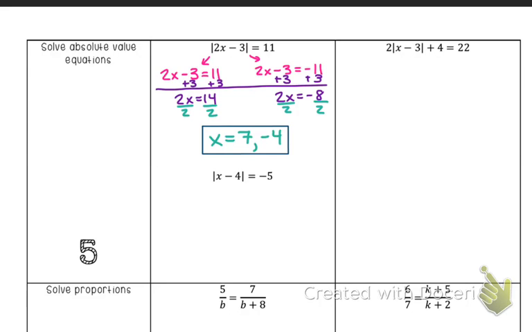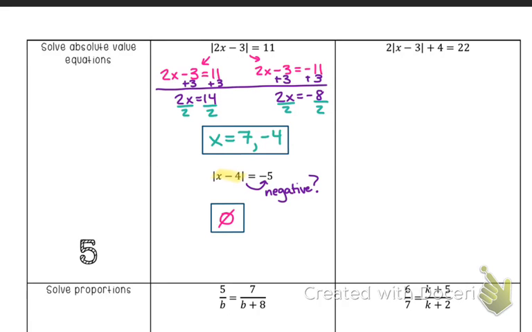Now let's take a look at that second example. Of the absolute value of x minus 4, there's nothing before or after it to get rid of, but it's saying it's equal to negative 5. Absolute value can't be negative, so it's no solution. We don't have to do any work, just think about it a little bit beforehand.